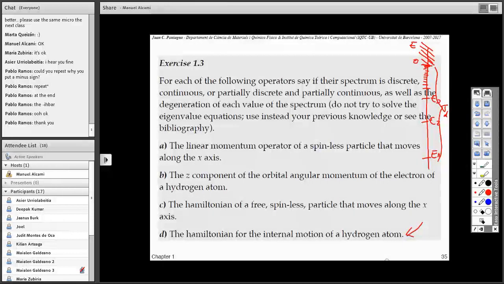The system is the same, but these are bound states, and this is an unbound state, an ionized atom. Okay? Well, okay, think a little about the rest, and if you have any doubt, we will discuss it next day. Okay? Let's go on.